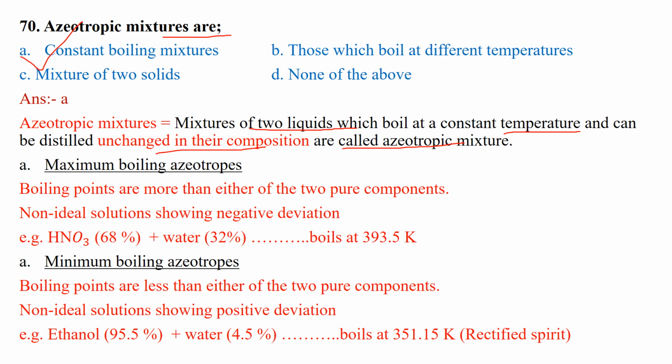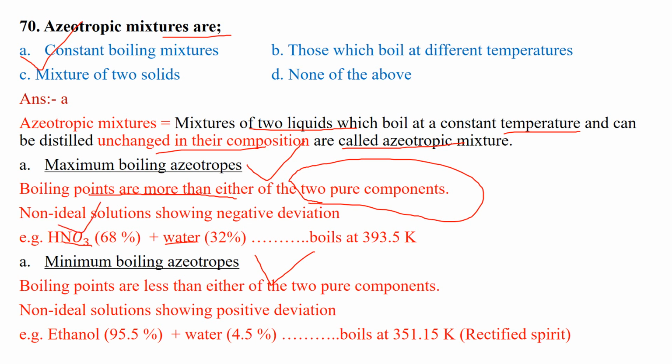There are two types of azeotropic mixtures: maximum boiling azeotropes and minimum boiling azeotropes. Maximum boiling azeotropes have boiling points more than either of the two pure components, right? Example, nitric acid and water. Nitric acid and water do not have the same boiling point, however their mixture has a single boiling point, that is 393.5 Kelvin.